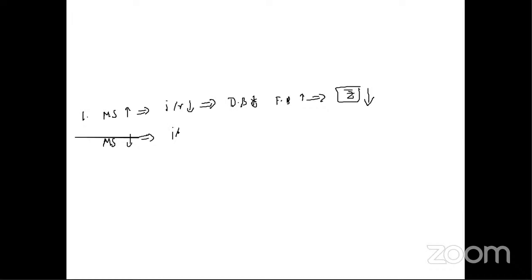Money supply decreases. If money supply decreases, interest rate increases. Then you are going to make more investment in domestic bonds, and investment in foreign bonds is less. And what is happening to your rupee value? Your rupee value is appreciating. Okay, this is 1, this is 2.